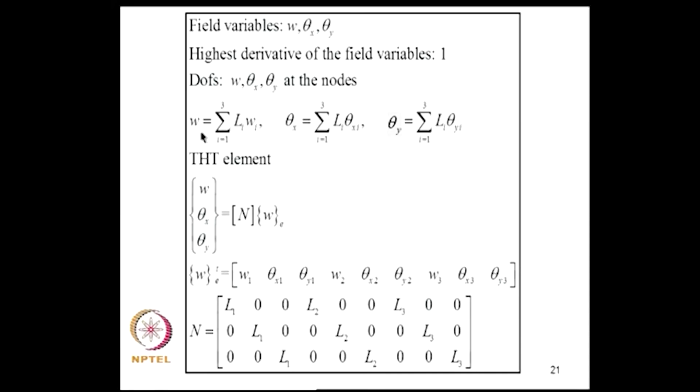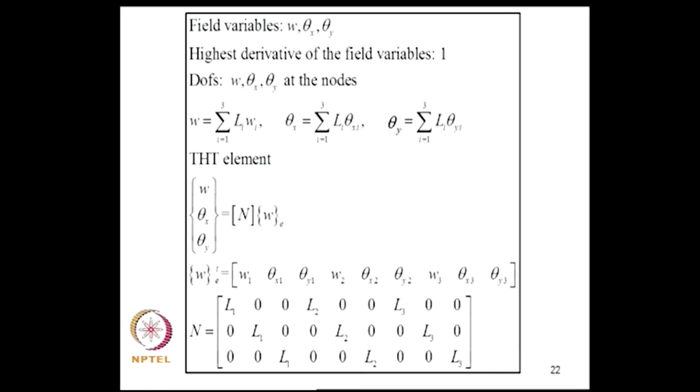So, I need now to represent any of these field variables. Say for example, w, there are 3 nodes, I need a 3 term expansion. So, I write it as Li Wi, where Li are the functions that we discussed a while before. So, this is theta x, this is theta y. So, now we will assemble these 3 field variables and put it in a single equation. So, w, theta x, theta y is given by this. Now, We is the element nodal degrees of freedom at the 3 nodes 1, 2, 3, which are w1, theta x1, theta y1 and similar quantities at the other 2 nodes. So, using these representations, we can show that N will be having this form.